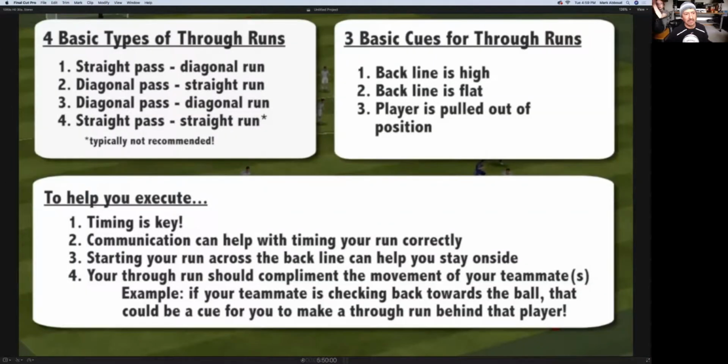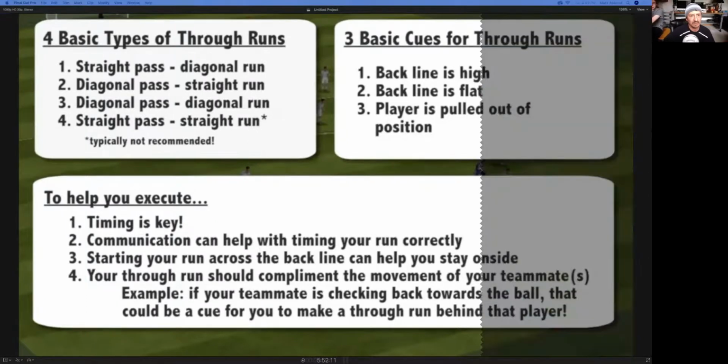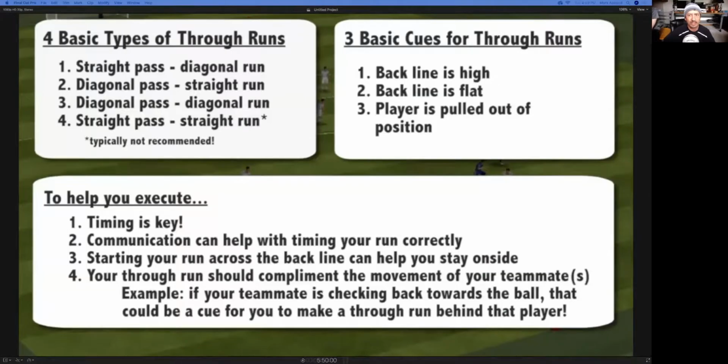Okay. And that was a lot that I threw at you, but let's just review. Four types of through passes: straight pass to a diagonal run, diagonal pass to a straight run, diagonal pass to a diagonal run, and the straight pass to a straight run. The three key cues for through runs: high back line, flat back line, player out of position, and the fourth one that I should have put here is the player on the ball has time and space. Okay, those are all key.